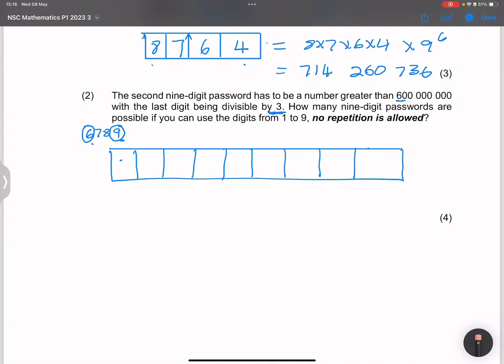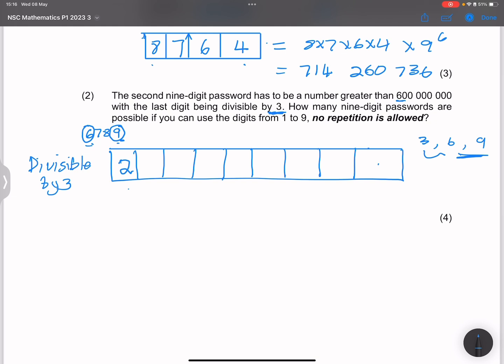So I'm going to start with the first number divisible by 3. Okay, so divisible by 3, that would be 6 and 9. So how many do I have to choose from? I can choose from 2. Now, in this case, if the first number is divisible by 3, how many can I choose from in the last one? So remember, how many numbers are divisible by 3 between 1 and 9? That would be 3, 6, and 9. But remember, you would have used one of these, 6 or 9, in the first digit.